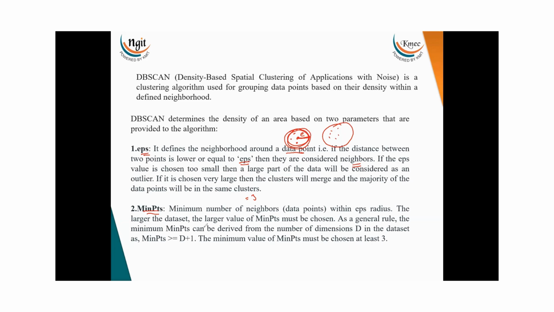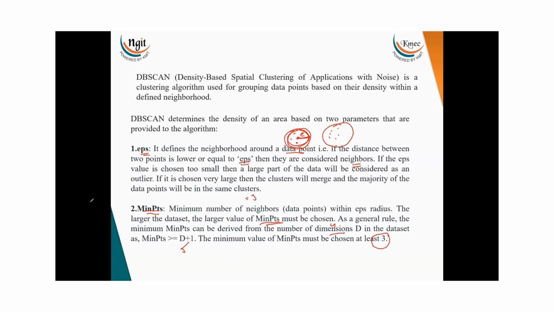Now if your data set is larger, then we consider a larger value of minimum points. And if you have n dimensions in your data set, suppose you have 4 dimensions, the minimum points should be greater than or equal to 5. So the minimum points around this epsilon should be at least 5. Generally we take the minimum points value as at least 3. So we have understood epsilon as well as minimum points.